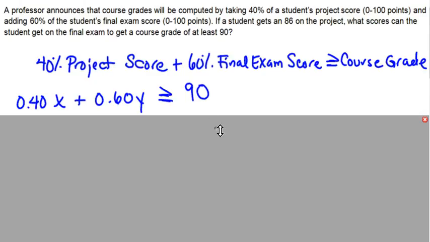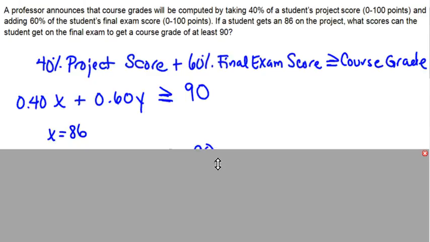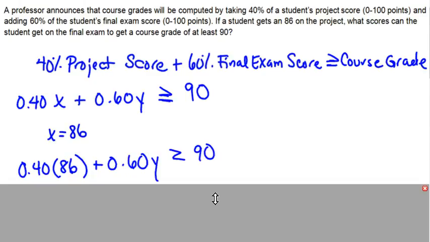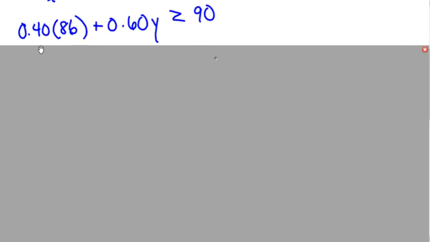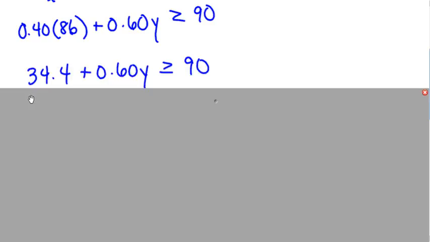Here we know that the student received 86 points on the project score, so we know that x is equal to 86, so we can substitute that into our inequality. At this point, we can start working on undoing the inequality for y, which would tell us the scores that the student could get on the final exam in order to earn a grade of at least 90. So let's start by multiplying our 40% of our project score. So the student already has earned 34.4 points for the course grade.